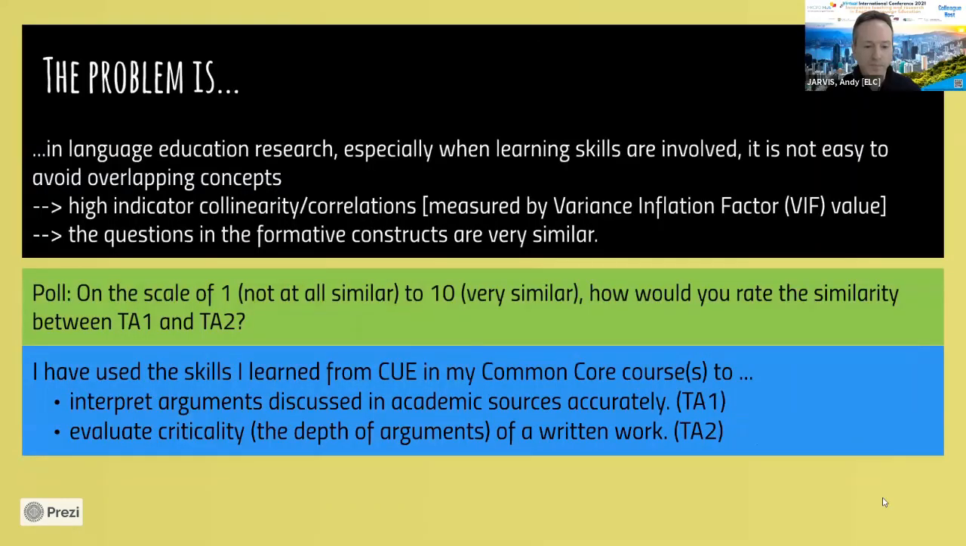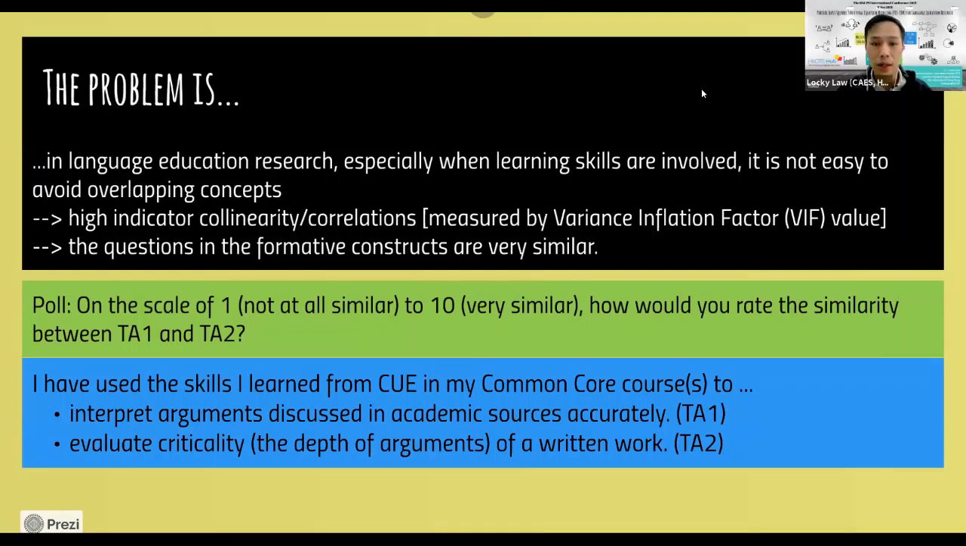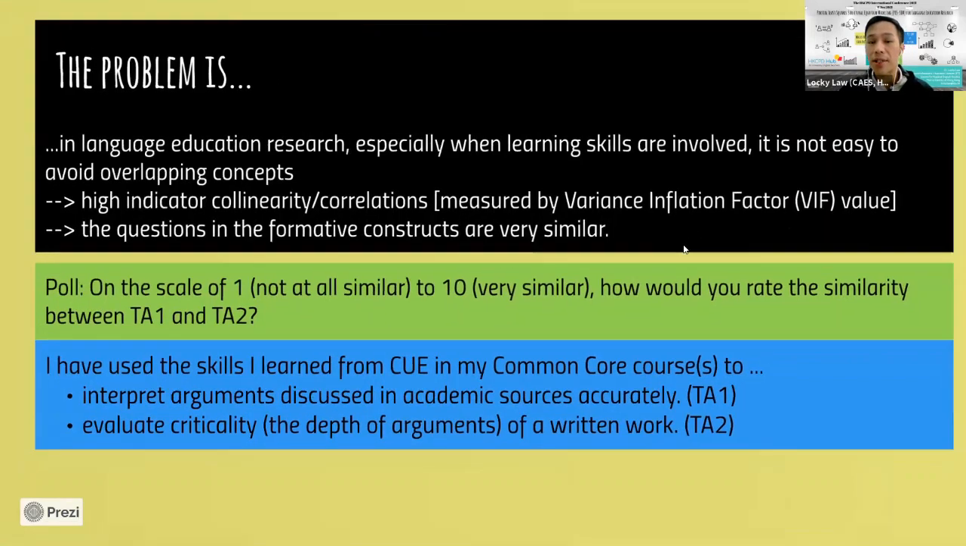Now, the problem is that in language, okay, so hold on, let's look at the chat box. Okay, so the problem is in language education research, especially when learning skills are involved, it's not easy to avoid these overlaps. And what happens when you're working with formative indicators, if you cannot avoid these overlaps, you'll get high indicator correlation, and then the problem will be these questions are going to be very similar.